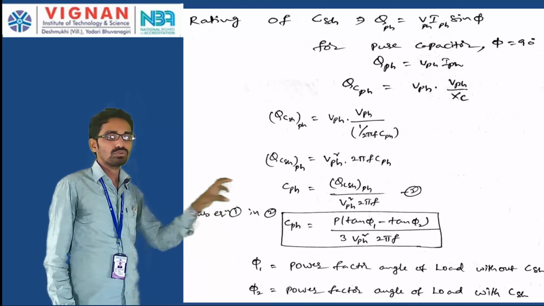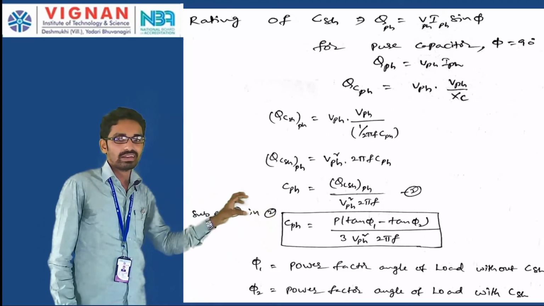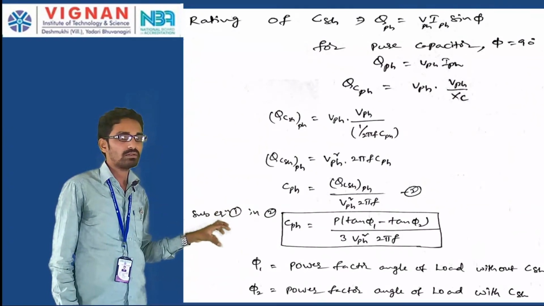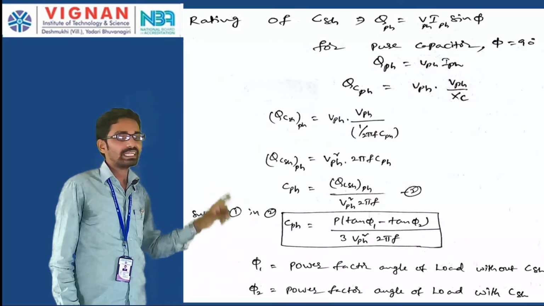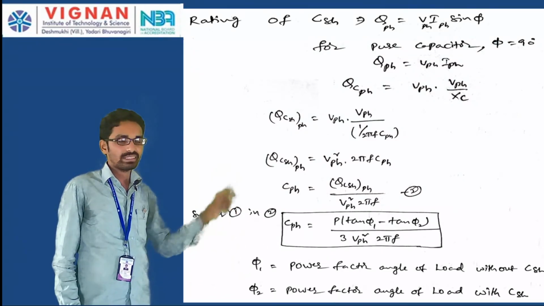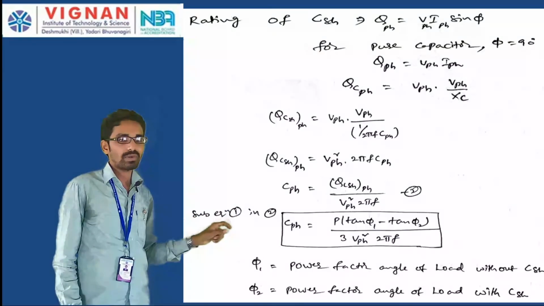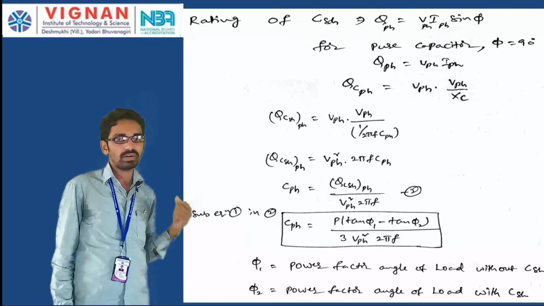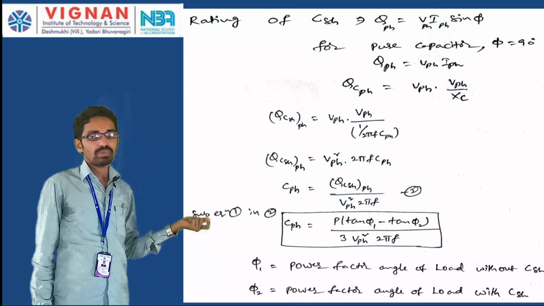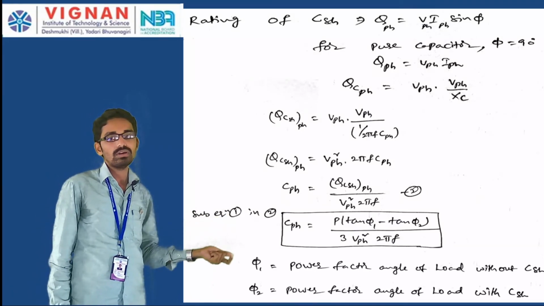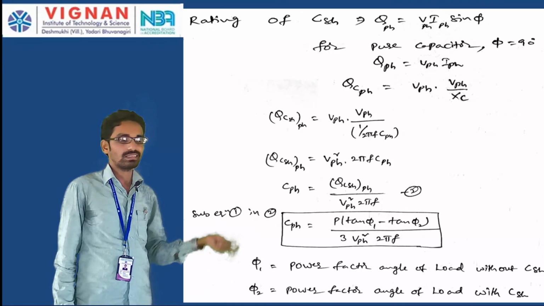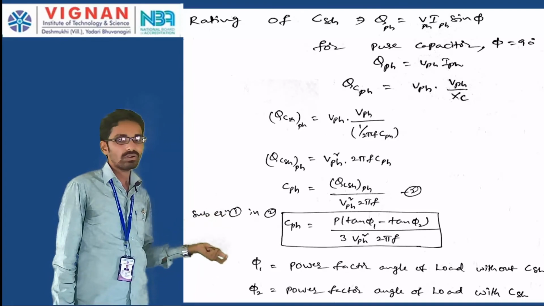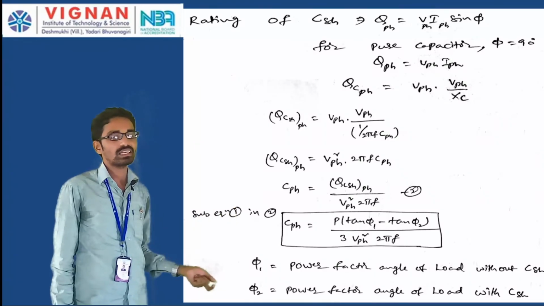If I substitute those values, that is tan phi 1, tan phi 2, real power, frequency and voltage in that equation, then you are going to get the C per phase value, how much capacitance you need to connect in the transmission line or at the substation. The capacitance value of the shunt capacitor you are connecting can be found using this equation, that is the C per phase equation, right. Here phi 1 is the power factor angle of the load without C_SH, that is without the shunt capacitor, and phi 2 is the power factor angle of the load with C_SH, with the shunt capacitor, right.